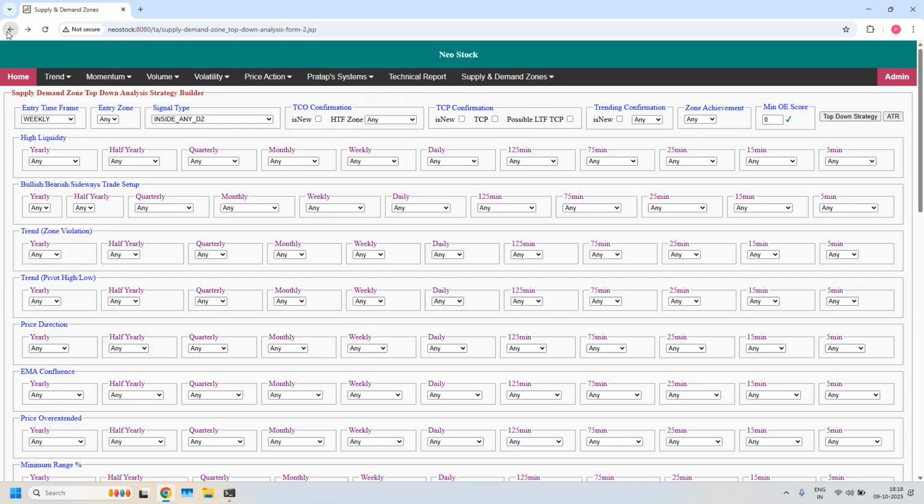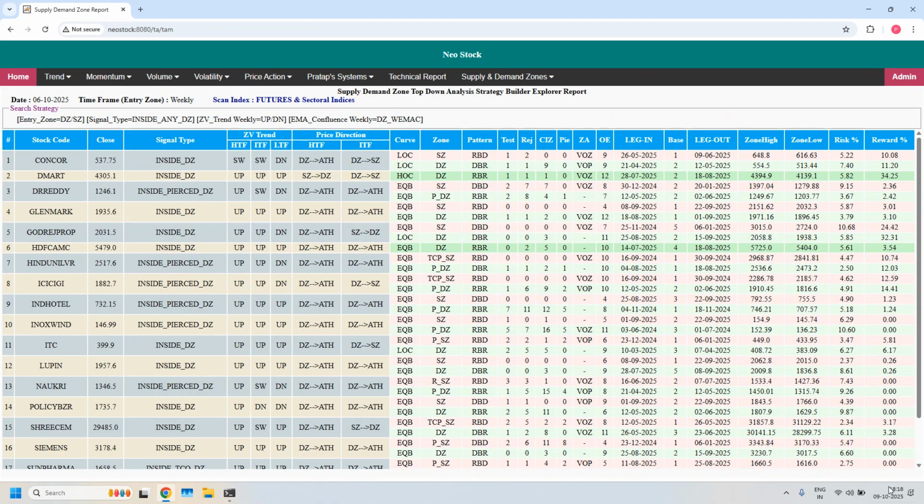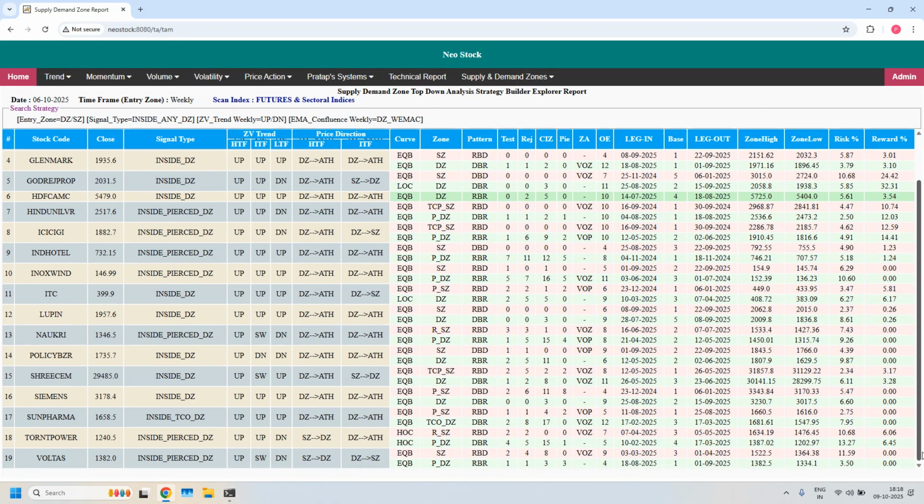We can further filter based on weekly demand zone having weekly EMA confluence, and also the trend on the weekly should not be sideways. It can be an up or down trend. So first 16 stocks in the list. Scrolling the list down. Total 19 stocks are filtered.